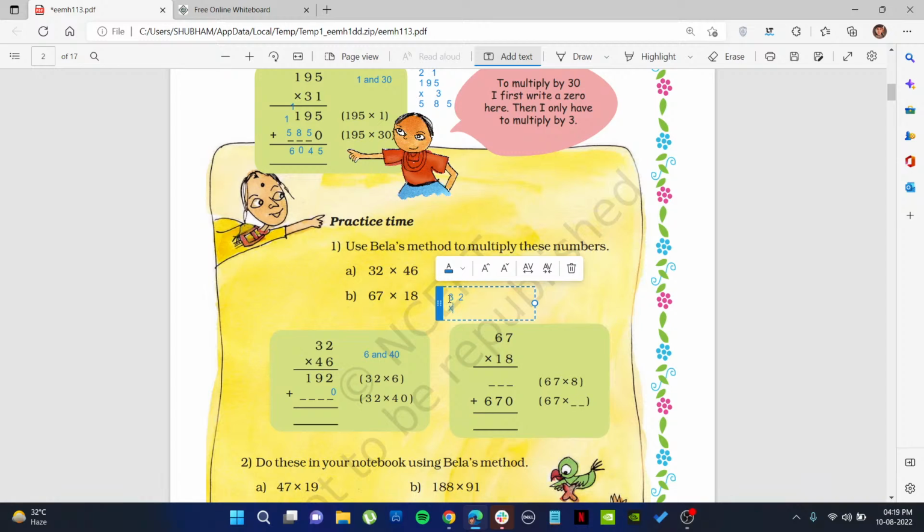So 32 times 4 would be, here it is going to be 8. 4 times 2 gives us 8. Now we will be multiplying 4 with this 3. 4 times 3 gives us 12. So how much do we get? We get 1280. So let's write it here. Here it would be 8, 2 would go here, and 1 would go right here.